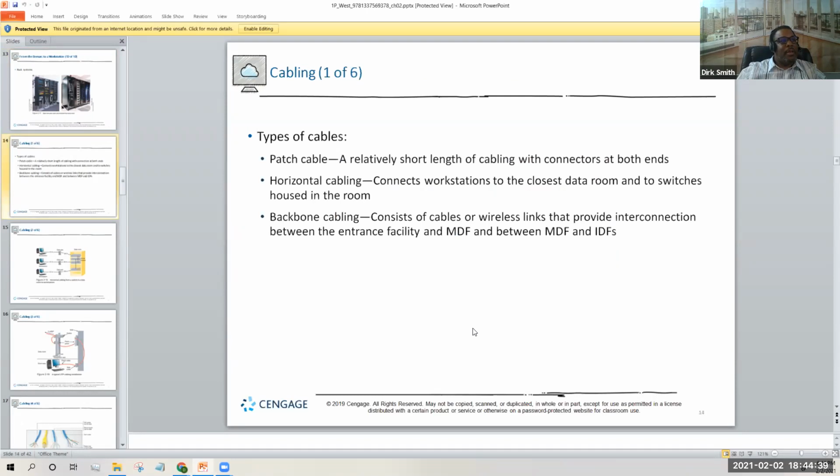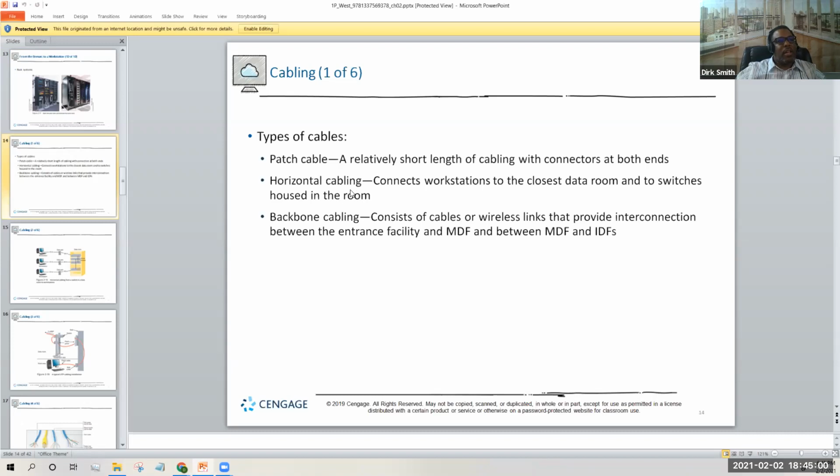Okay. So let's jump to some of the types of cabling that have been used. You have patch cabling. You guys have probably heard this term. This is a relatively short cable that connects one system to another. It can connect to a computer. It can connect a computer to the wall. It's just a patch cable.